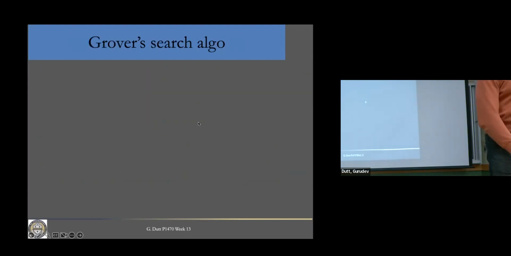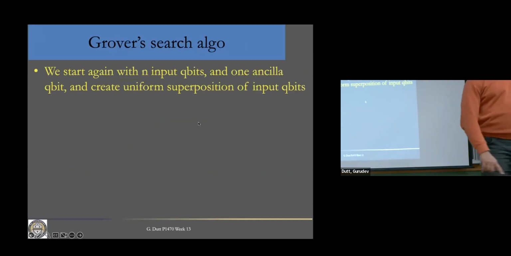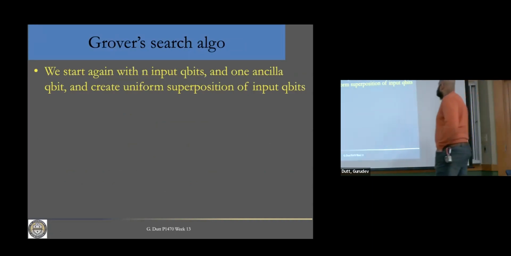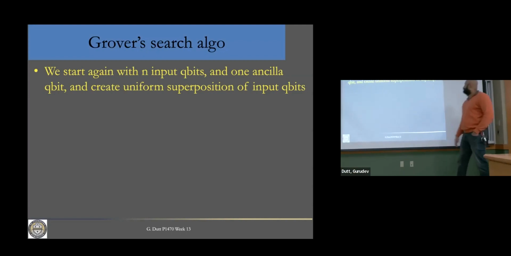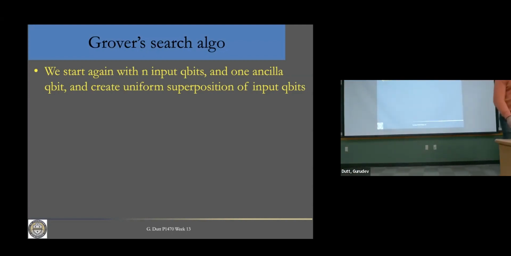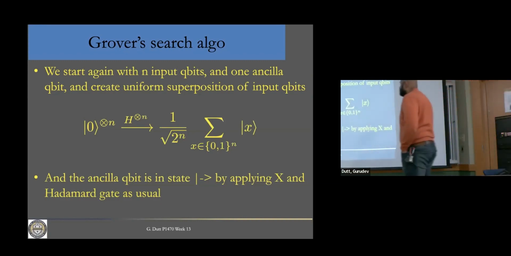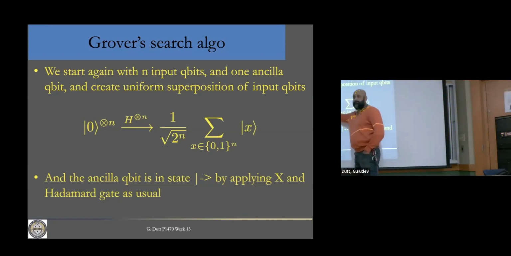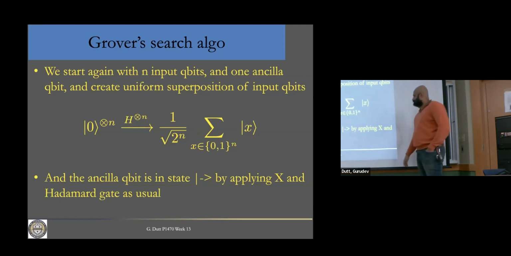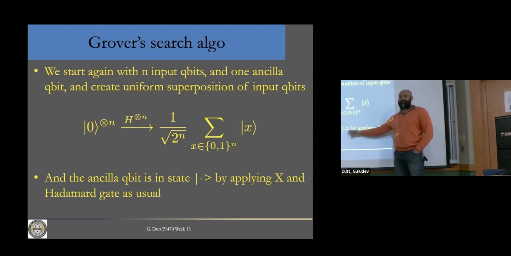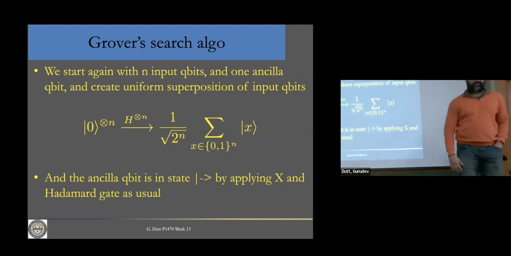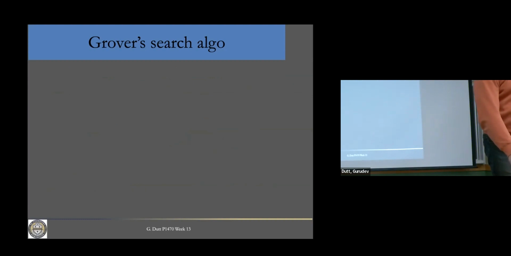All right. So now we start again with the n input qubits and 1 ancilla qubit, and we create the uniform superposition of all the input qubits. Again, in our standard way, we take all the input qubits, apply the Hadamard, and we get the uniform superposition. And this time we're going to use the phase oracle. So the same quantum oracle, but now we're going to start the answer qubit, or ancilla qubit, in the state minus, as usual, by applying X and Hadamard gates.